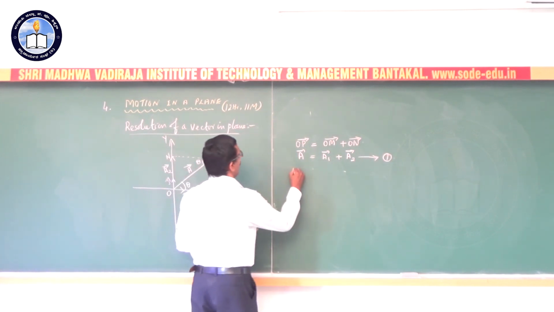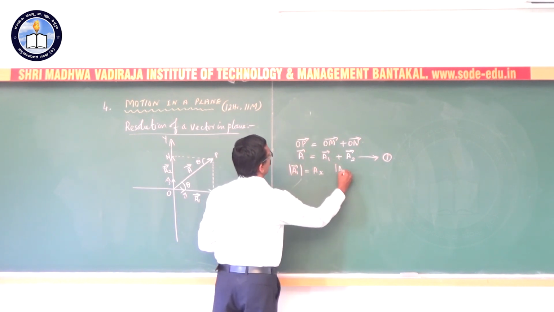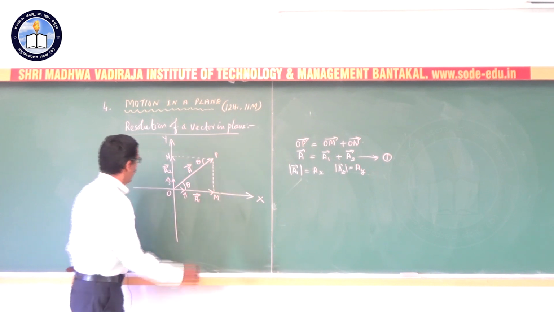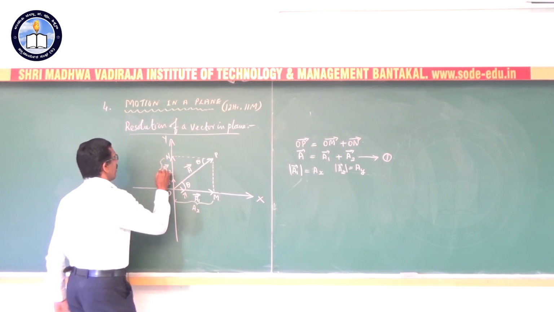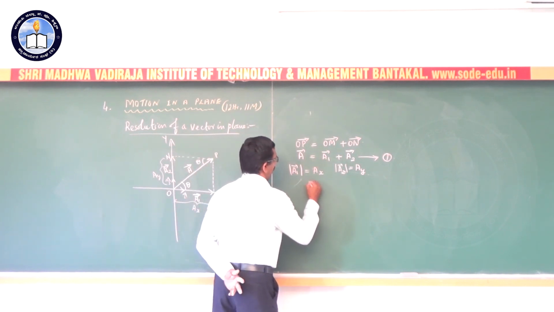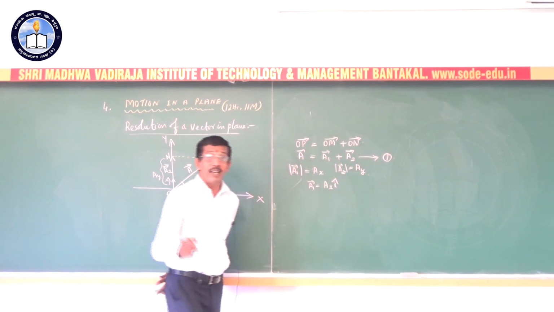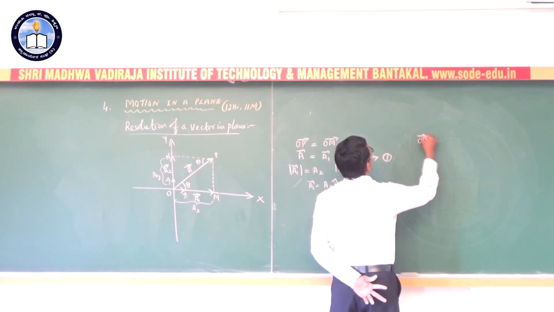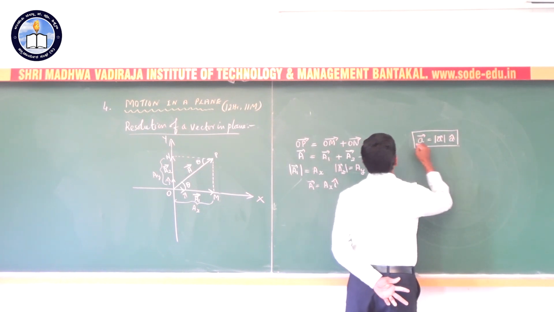Suppose the magnitude of vector A1 I take as AX, and the magnitude of vector A2 I take as AY. See, this length I am taking as AX and this length I am taking as AY. Then clearly, vector A1 I can write as AX into I cap. By the definition of a unit vector, recall that a given vector can be written as magnitude of a vector into unit vector. The same definition is used here.